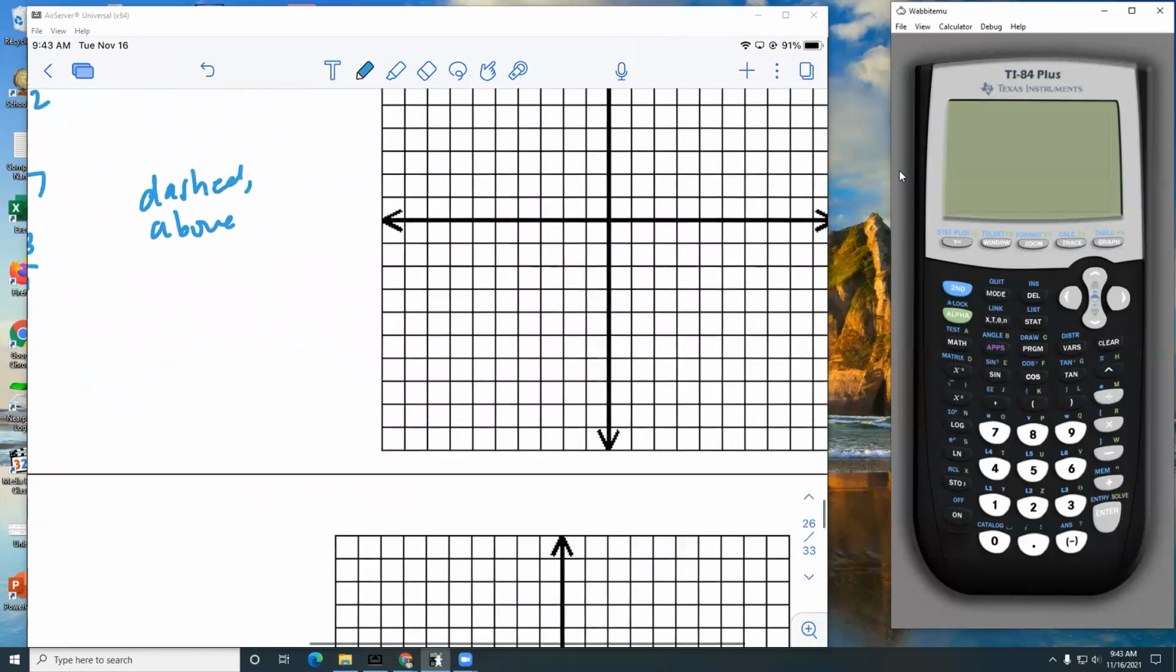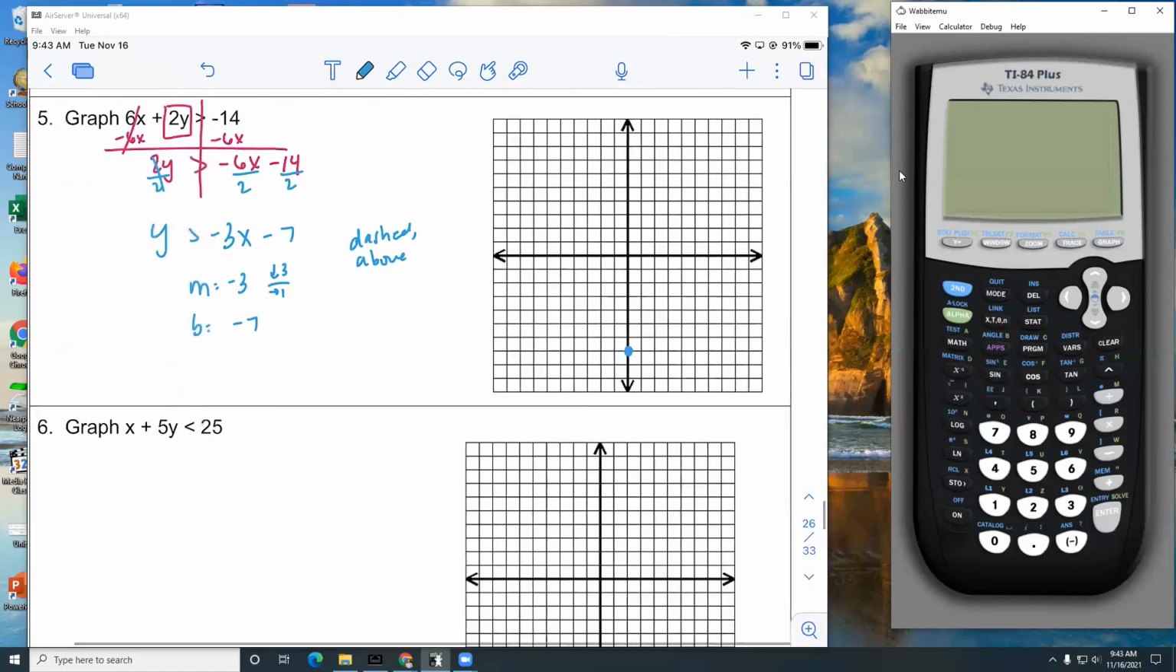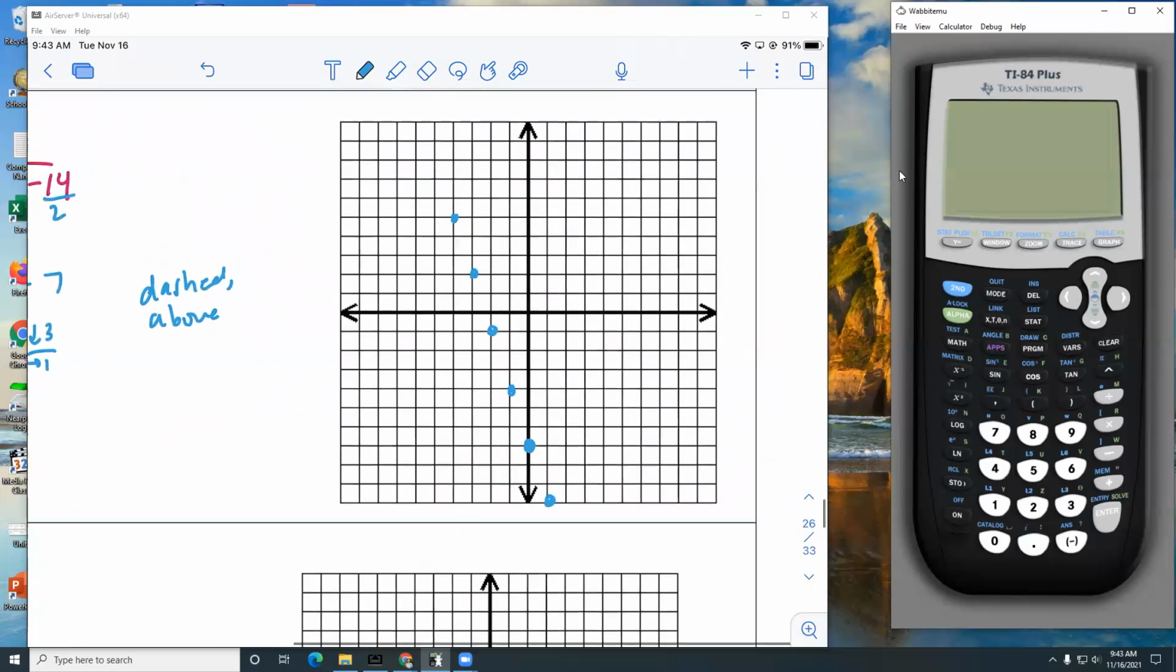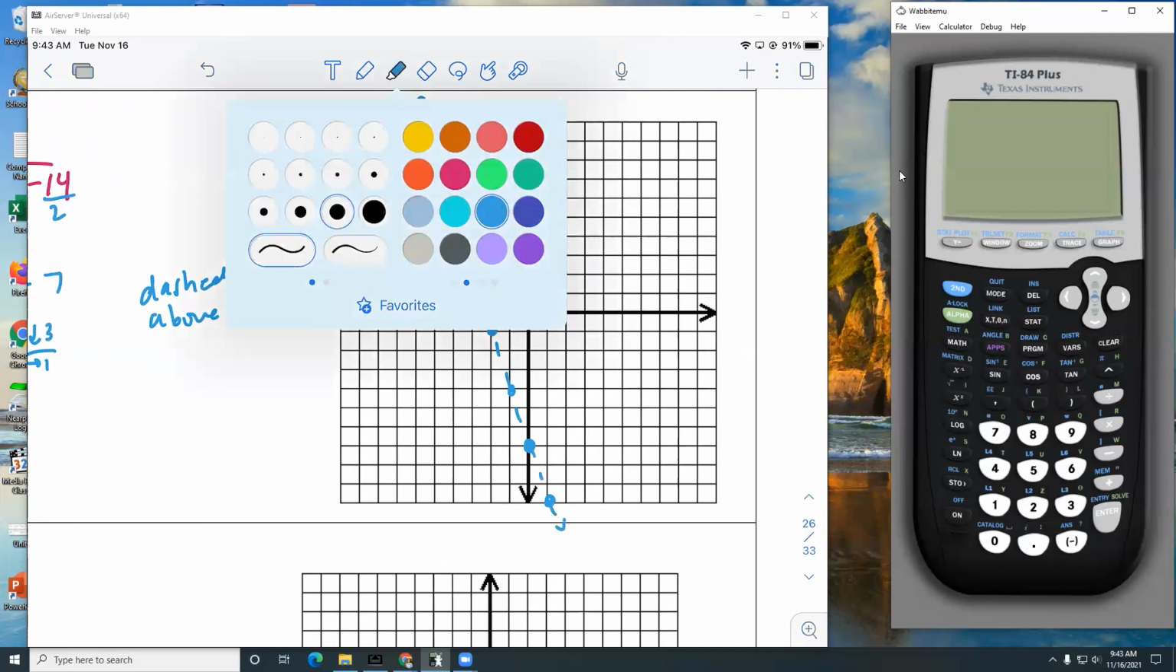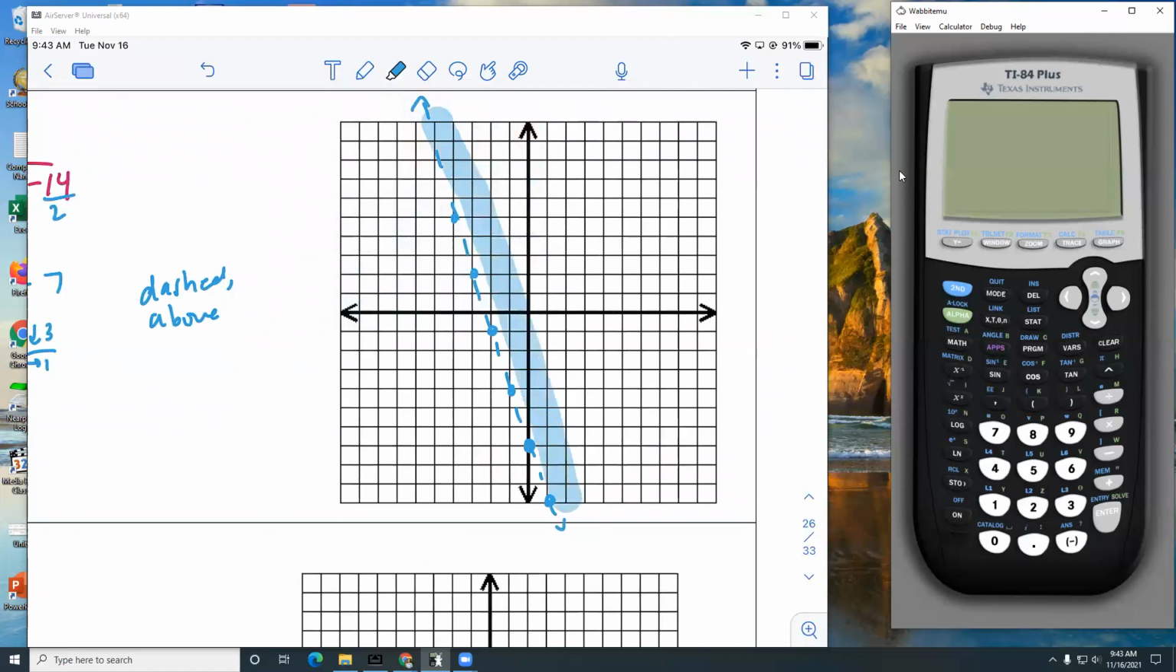All right, starting at negative 7. 3, 4, 5, 6, negative 7. Go down 3, right 1. Okay, that's going to be off of our graph. So now let's go up 3, left 1, up 3, left 1, up 3, left 1, and so on and so forth. Draw in your dashed line through your points. And then shade above. Everywhere above that line, all of these points in the shaded area will be a solution to my inequality.